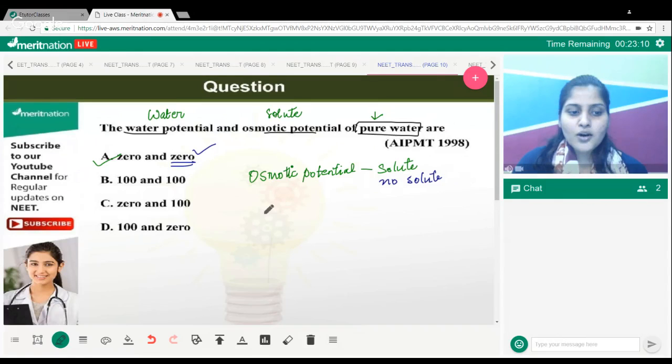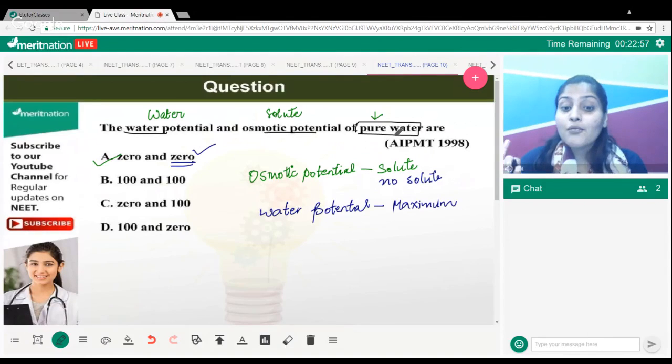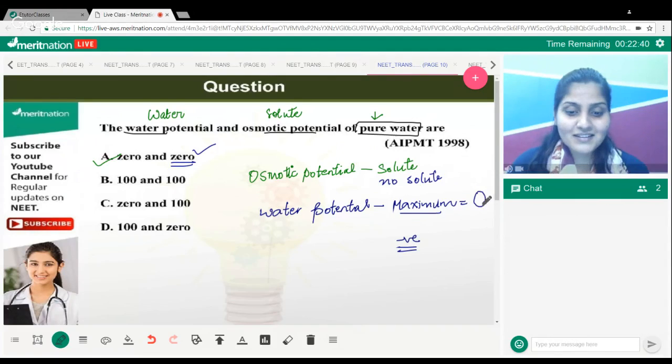What about water potential? Water potential is considered to be maximum for pure water. Why? Because pure water has only water molecules, and the maximum value for water potential is zero. Any solution will have less than zero, and less than zero becomes negative. So for pure water it is maximum, and because this is biology, maximum is considered as zero.